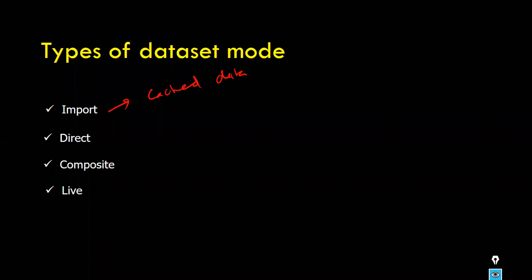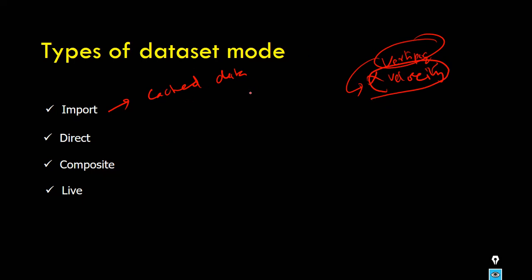The report performance will be faster because of in-memory querying, and also it does the compression behind the scenes. There is something called xVelocity. Previously, it was called VertiPaq. Now they call VertiPaq xVelocity. This is the driving force behind the import connectivity mode.